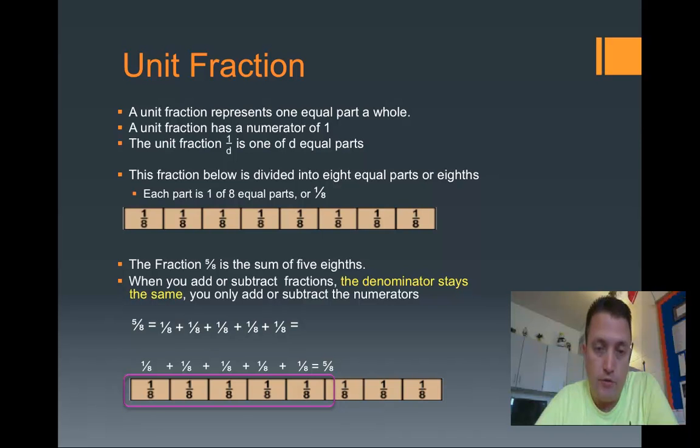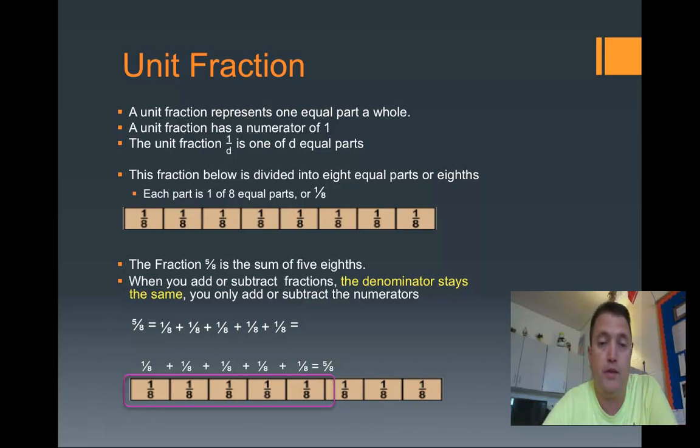When you add or subtract fractions, the denominator stays the same. Important to know. Now sometimes you may have to make a common denominator to add or subtract fractions, but we're not quite there yet. For now, we're just going to focus on fractions that have the same denominator to start with. You only add or subtract the numerators. The denominator does not change.